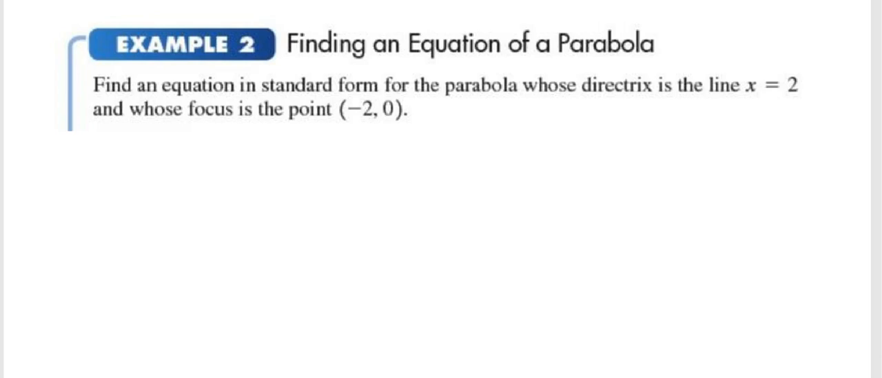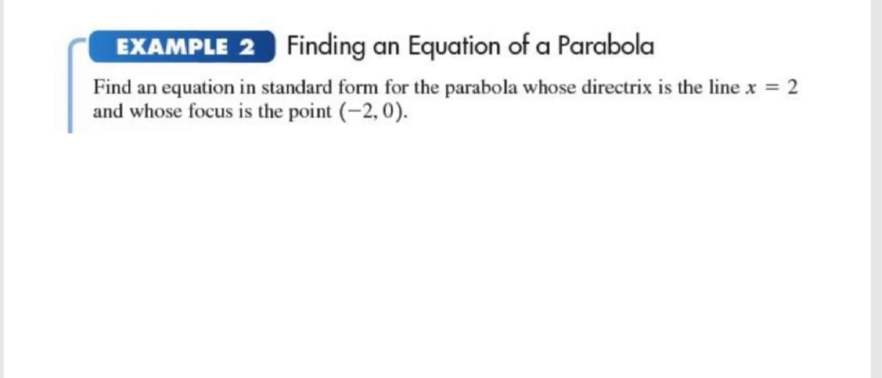The line, just like we drew a line and a point at the beginning, and then made our own parabola. So find an equation in standard form for the parabola whose directrix is the line x equals 2 and whose focus is the point -2, 0. What should we do with that information? Graph it. Thank you very much.